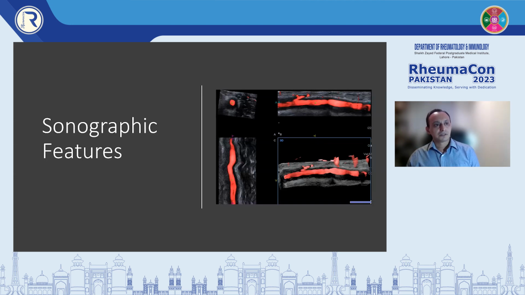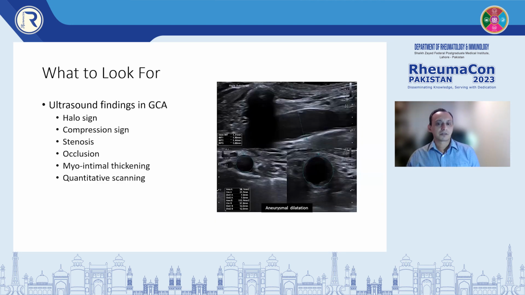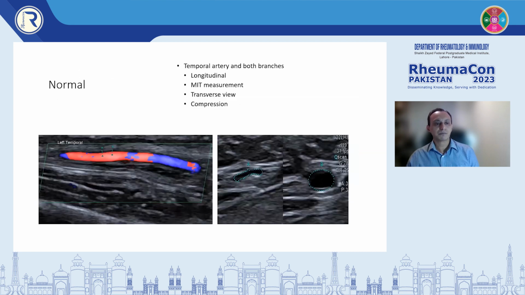So what are the sonographic features of temporal arteritis? The classical feature of temporal arteritis is a non-compressible halo. In addition, you may get presence of stenosis and occlusion in a number of patients. The measurements that we do are key measurements of myointimal thickness that lead to further quantitative assessment of temporal arteritis.